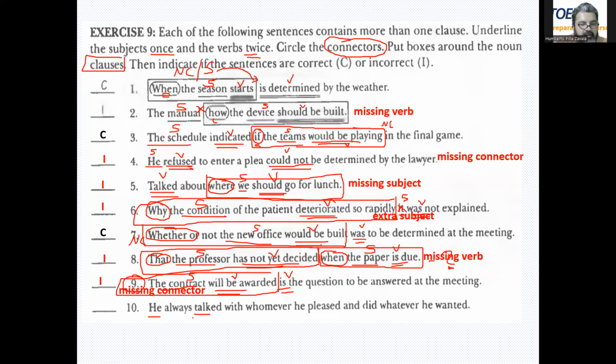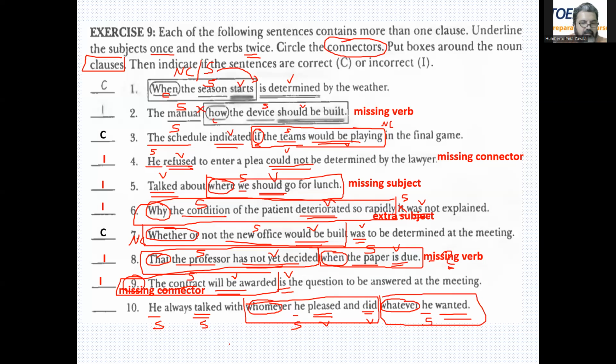"He always talked with whomever he pleased and did whatever he wanted." I've got the subject, the verb. This is the object of the preposition with.